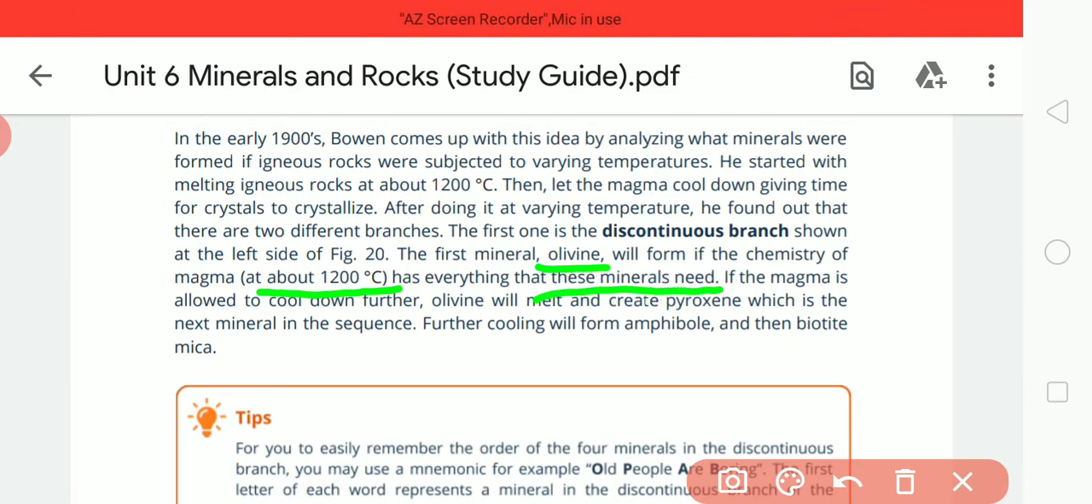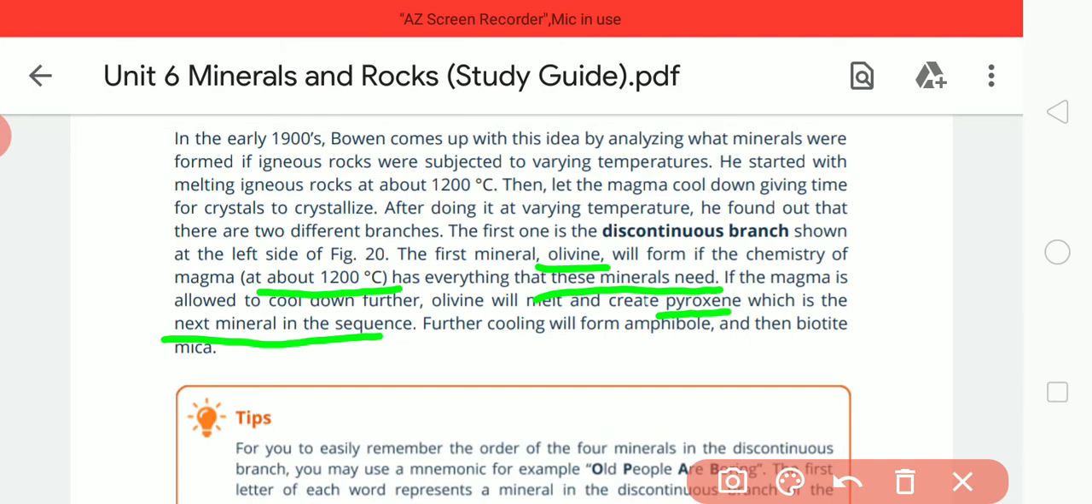So according to Bowen, olivine, which is the first material of an igneous rock, will form if the temperature is about 1200 degrees Celsius. Then the minerals needed to form olivine are also present. Now, if the magma is allowed to cool down, then olivine will melt and will create pyroxene, which is the next mineral in the sequence.